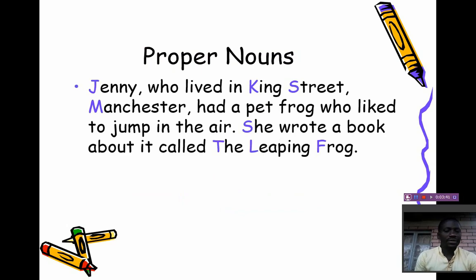So these are some of the proper nouns, like Jenny. Let's look at the sentence: Jenny, who lived in King Street. In that sentence, we have two proper nouns, Jenny and King Street. King Street is the name of a certain street, and Jenny is the name of a person. These are supposed to begin with a capital letter, no matter where they are.